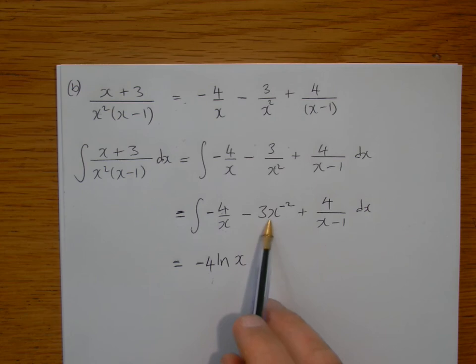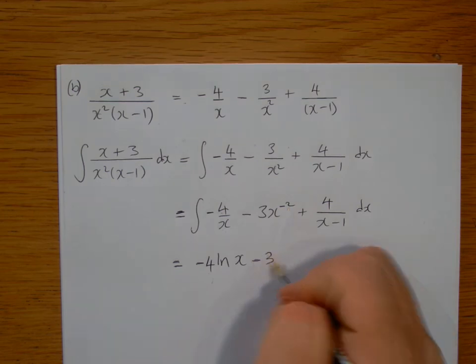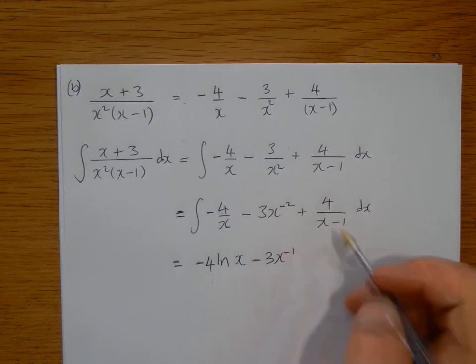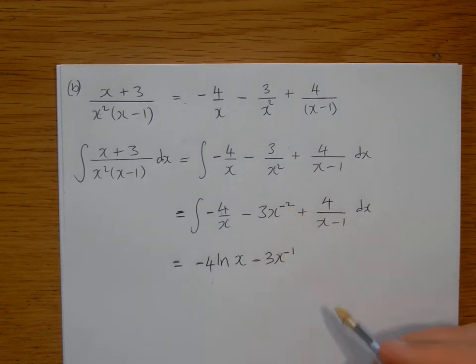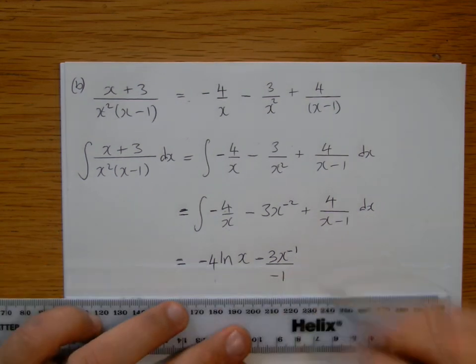With this here then, minus 3x to the minus 2. So remember then with this, we just add 1 to the power, yeah? So if you add 1 to the power, well, add 1 to minus 2 and you get minus 1, yeah? When you add 1 to this, it'll become minus 1. But then you've got to divide by that new power, okay?